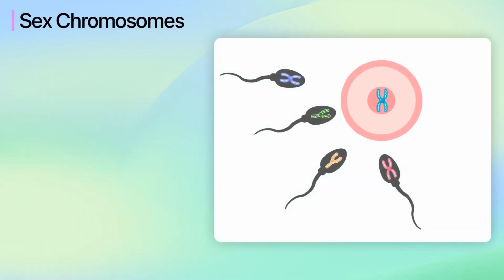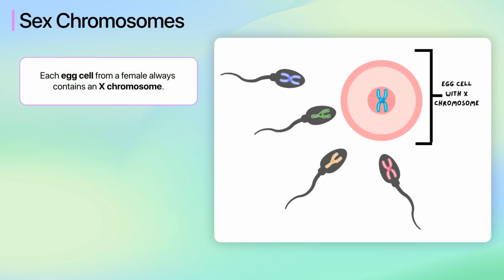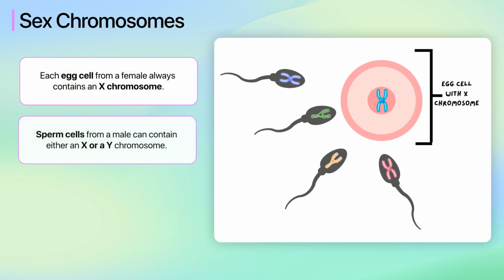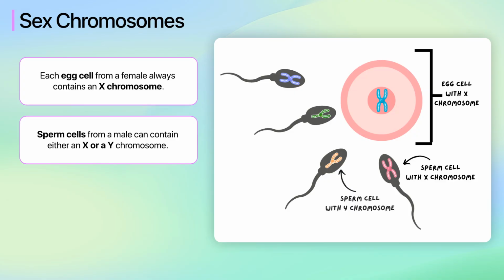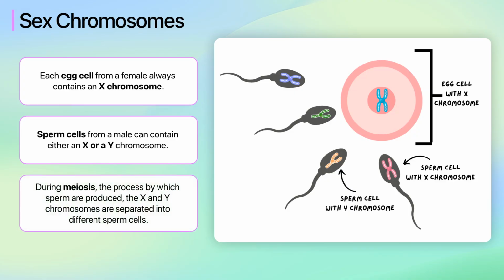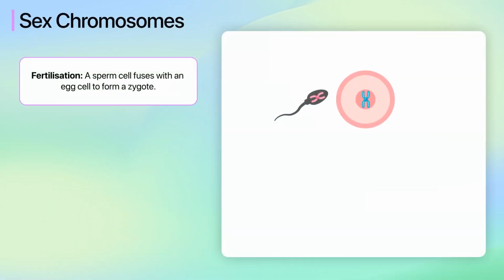Now, let's discuss how the sex of an offspring is determined during reproduction. Sperm cells are crucial in this process. Each egg cell from a female always contains an X chromosome. However, sperm cells from a male can contain either an X or a Y chromosome. This is because, during meiosis, the process by which sperm are produced, the X and Y chromosomes are separated into different sperm cells. When fertilisation occurs, the sperm cell fuses with the egg cell to form a zygote.